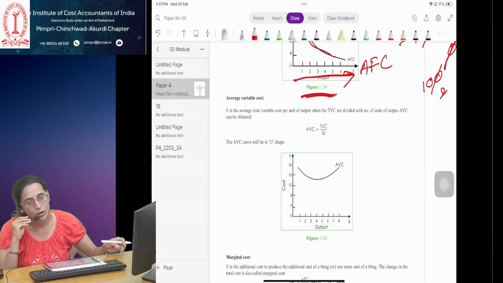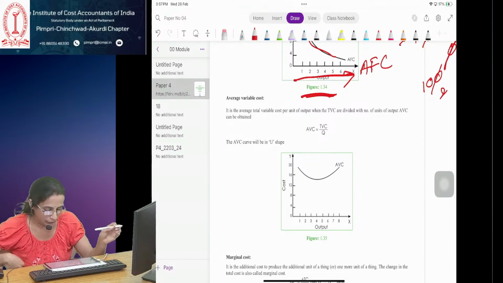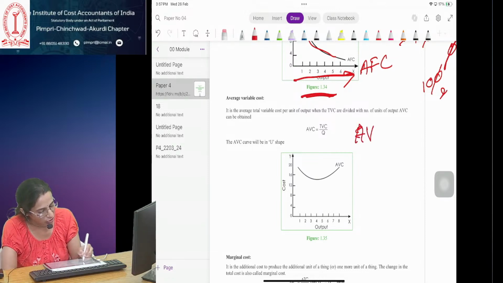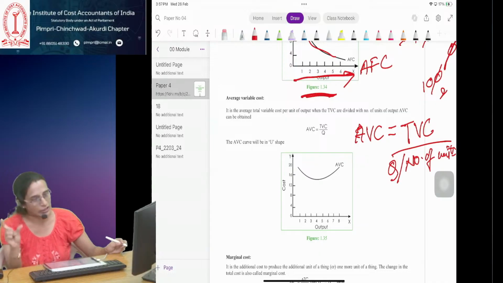Now we were seeing what is average variable cost. We saw that if we want average fixed cost, we take total fixed cost. Now if we want average variable cost, we take total variable cost divided by the number of units of output, right? Average variable cost is equal to total variable cost divided by the quantity, that is, number of units of output. When we want variable, we specifically take the variable aspect from the total cost, not all the aspects. Got it?